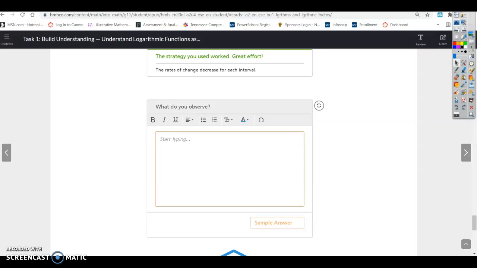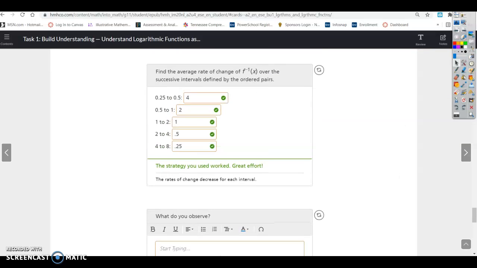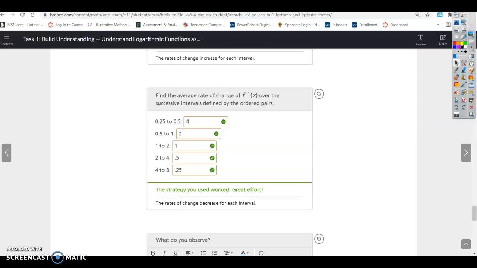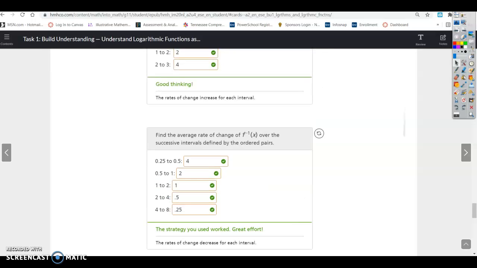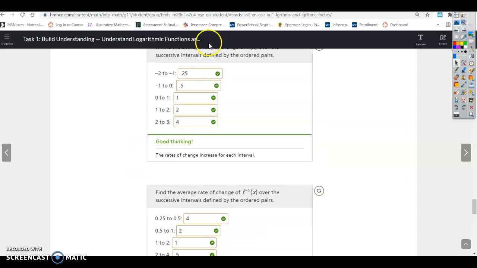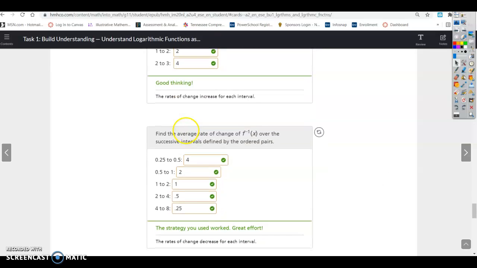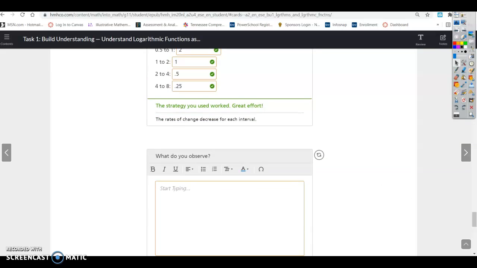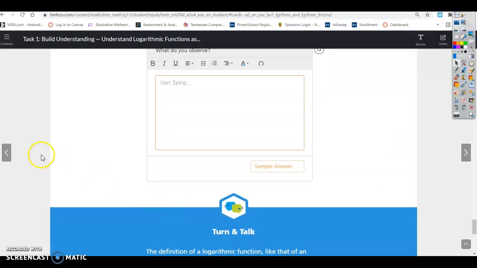All right, it says, what do you observe? Well, it's exactly the opposite because we switched our x's and y's. So where this goes from 0.25 down to 4, this one goes from 4 down to 0.25. All right, so that's a little bit about logarithmic functions, and we will continue in task 2.